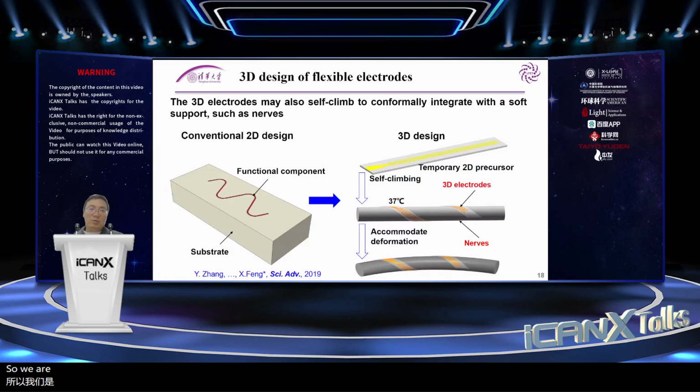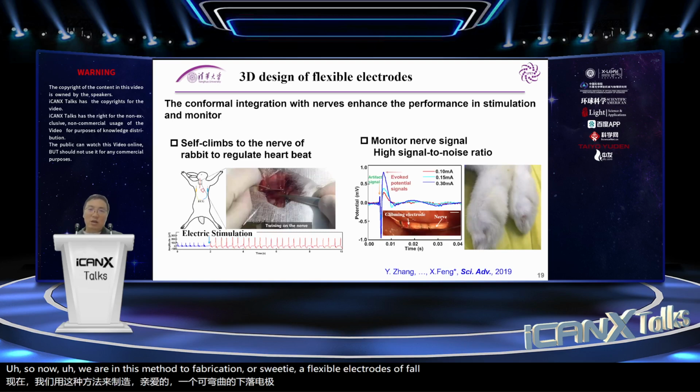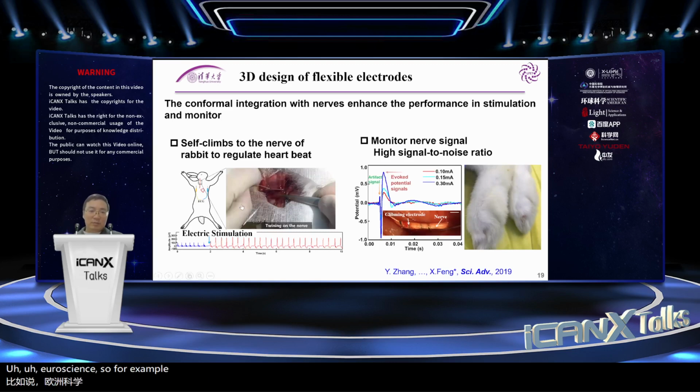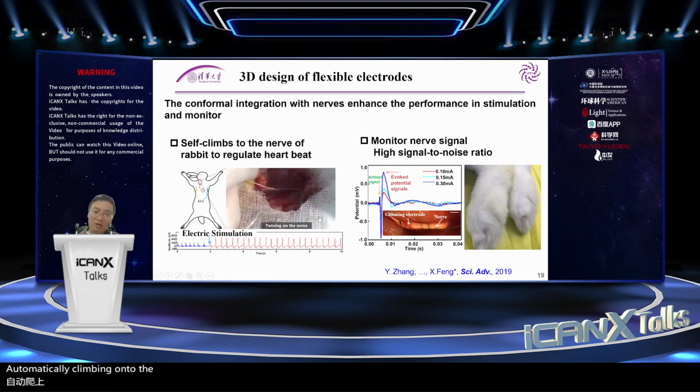So we developed some material and fabrication methods to transform the conventional 2D into 3D. Now we use this method to fabricate 3D flexible electrodes for neuroscience. For example, we developed these flexible electrodes. These flexible electrodes can be integrated with the nerves. The electrodes can automatically climb onto the nerves, and the interface is robust.